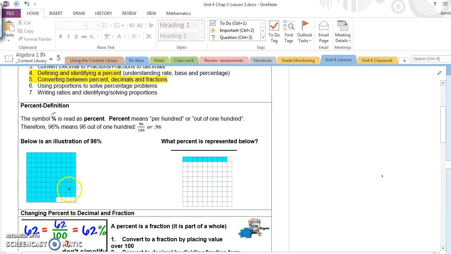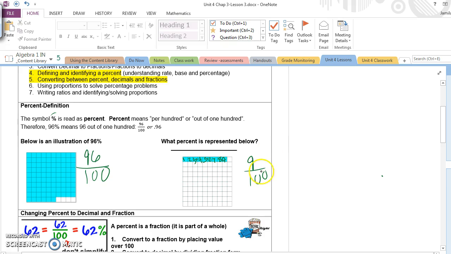The illustration here shows you what it looks like. These are 100 blocks, and 96 out of 100 of those blocks are shaded. What percent is represented below? So this is still a 100 chart, and you just count how many are shaded. 1, 2, 3, 4, 5, 6, 7, 8, 9. 9 out of 100 are shaded.